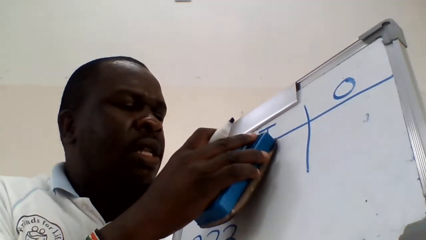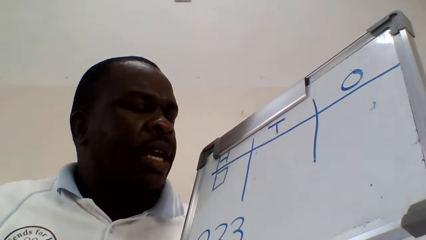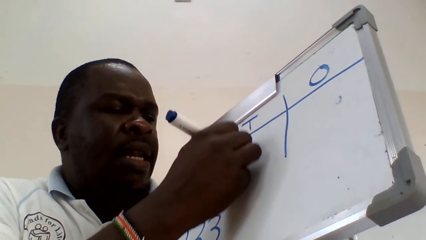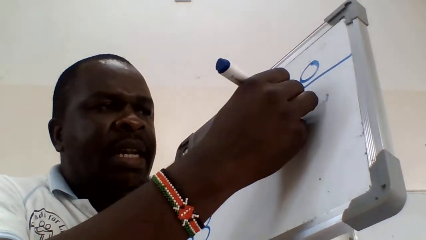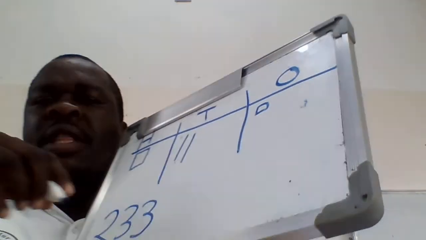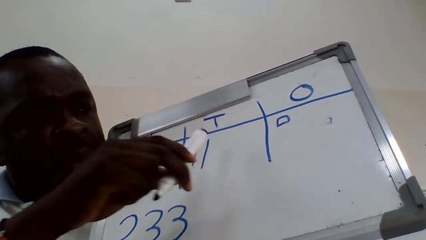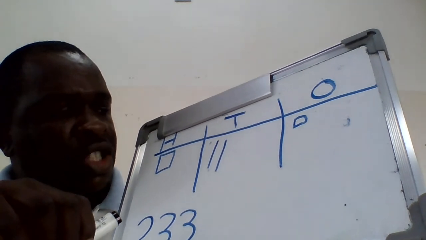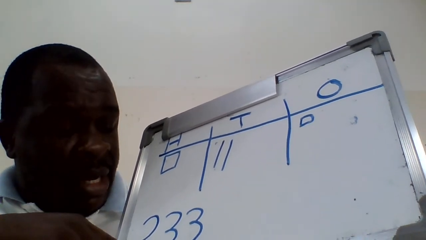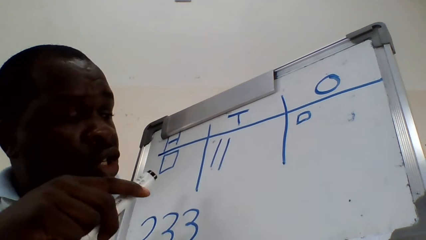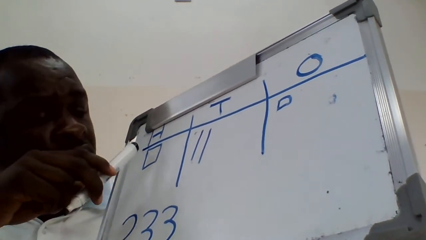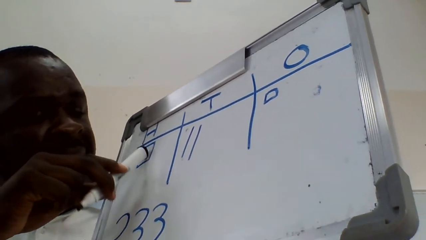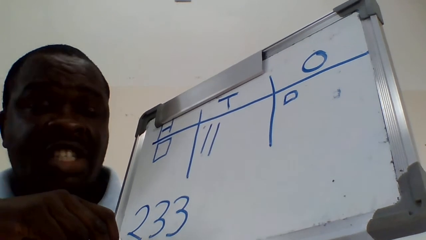So then you'll be told, can you complete the number? Complete the number on the place value chart. The number is 233. So if you look at 100, how many do we have? 1. And they are supposed to be 2. So what shall you do?